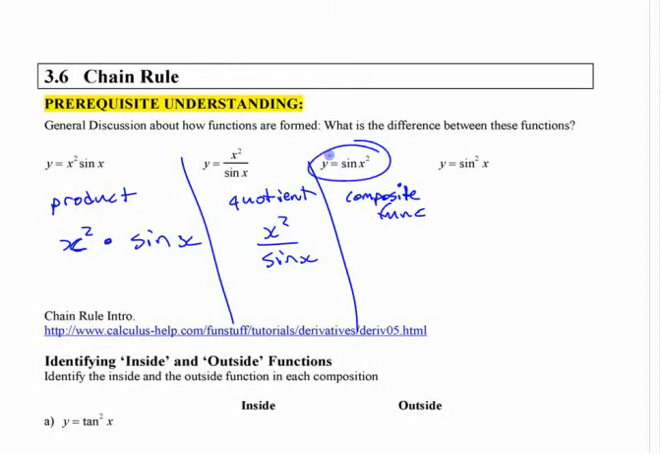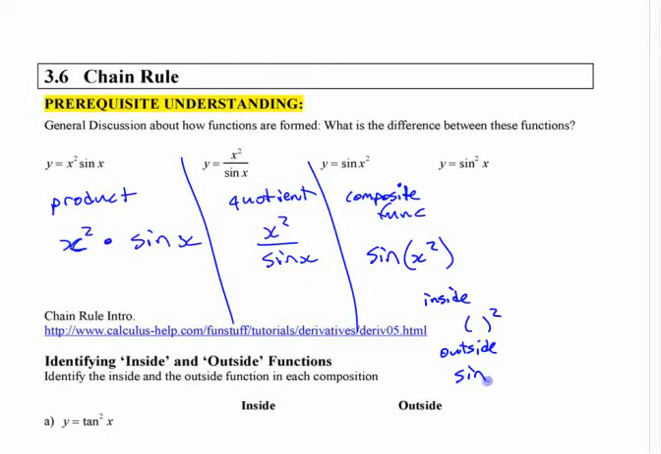But what does this mean? If you write it like that, it means square the x and then do the sine, right? So the inside function is squaring something, the inside function is something squared. The outside function is sine of whatever. Those are your two functions involved.